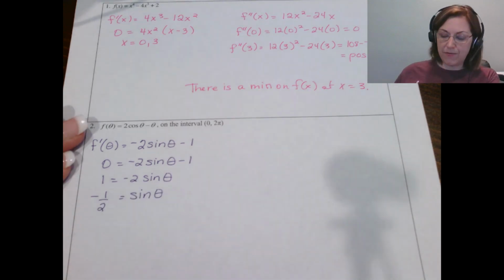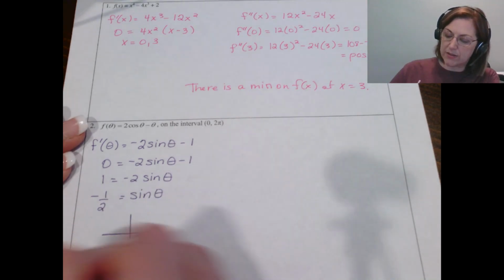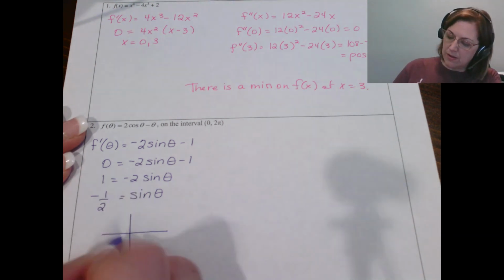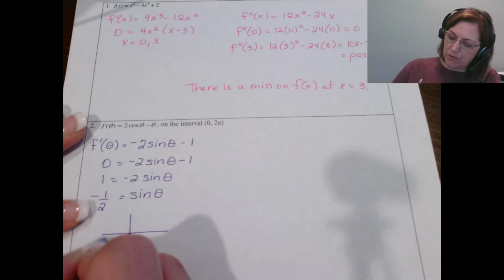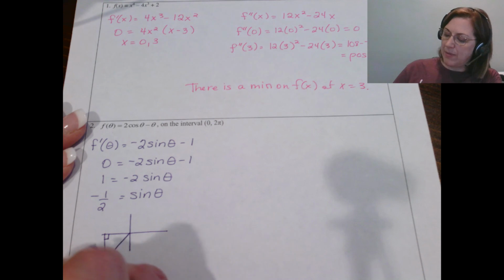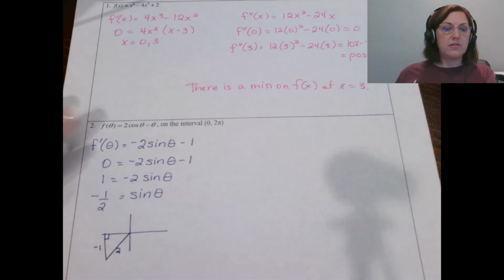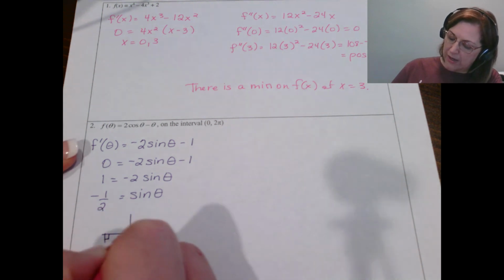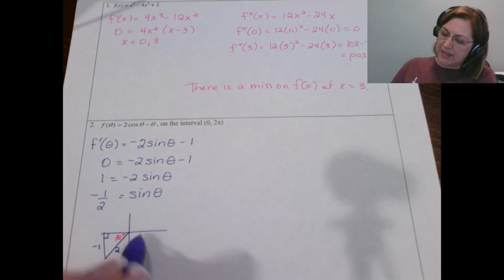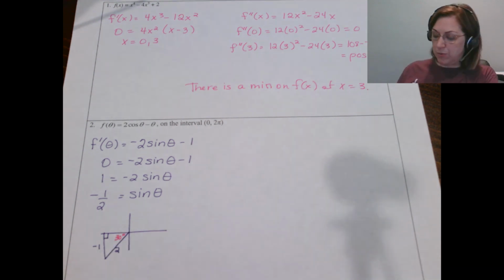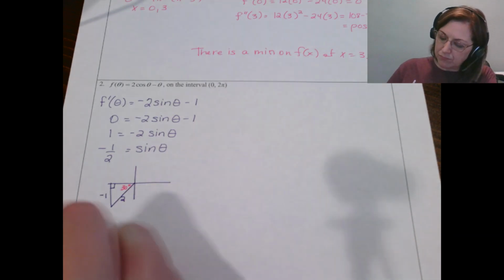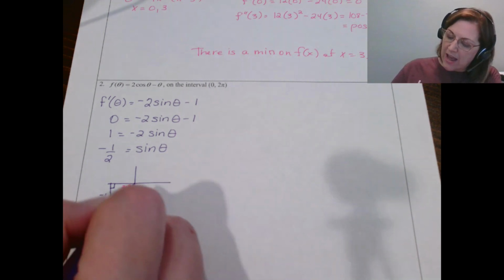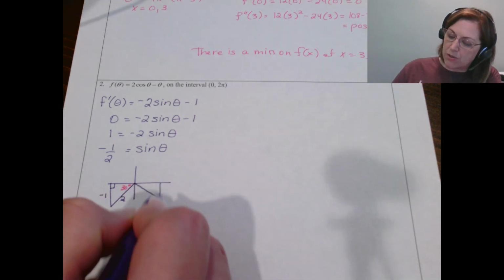Then I ask myself, where on the quadrants is sine negative? Sine's negative in 3 and 4. So I'm going to draw my triangle in 3, label my sine to be negative 1/2. And I know that in my special triangles that across from the 1 is the 30 degree. So that means that this has to be 180 plus 30, which would be 210. I know I have to answer in radians. I'm getting there, okay?